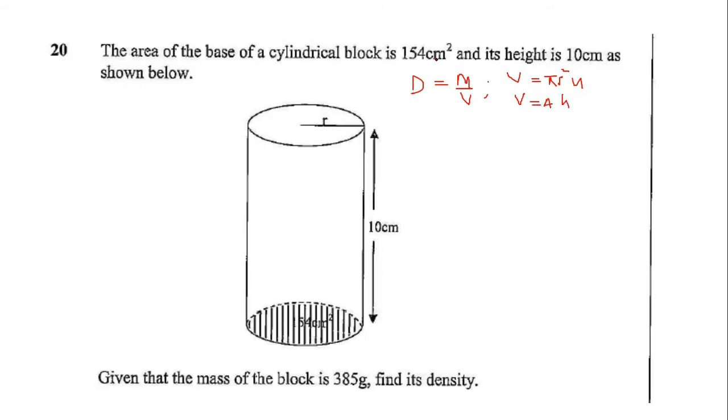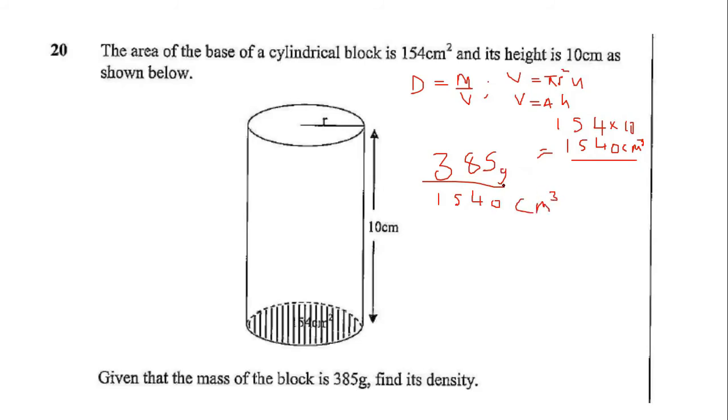So our area, which we have been given here, is 154. So 154, you multiply it with the height, which is 10. So multiplied by 10 here, and we are going to have our volume as 1540 centimeter cubic. All right, we have centimeter cubic. So that is the volume, not area. Sorry about that. So here now we can substitute. So our mass here they've given us that it's 385. Then our volume is 1540. All right. Then here we have the grams, and here we have the centimeter cubic.